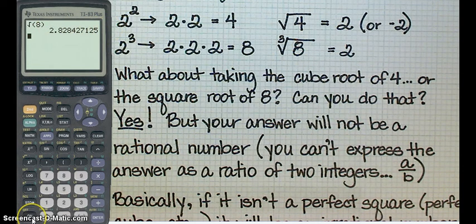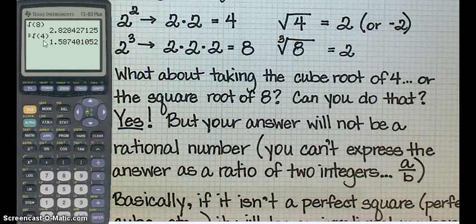Okay, well, what about taking the cube root of 4? I think it's on the math list. Yes, it is. All right, so I'm going to do cube root of 4. Again, I get a big long decimal that doesn't repeat or terminate. Both of these are irrational numbers, okay? Because I can't take those numbers and express them as a fraction of 2 integers. Okay, so I can still take the square root of 8 and I can still take the cube root of 4, but it's not going to be a whole number anymore.